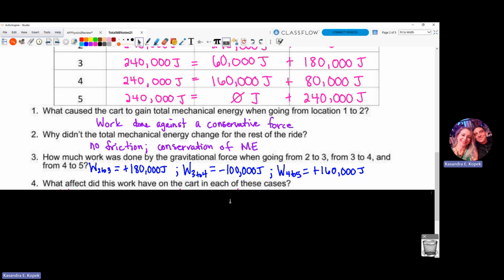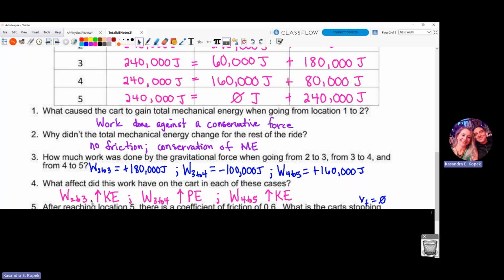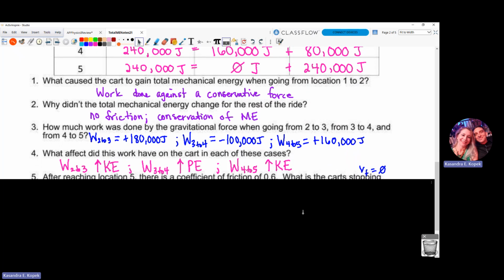What effect did this work have on the cart in each of these cases? If you said that it's increasing kinetic energy from 2 to 3, yes, absolutely. You could say that it's also decreasing potential. From 3 to 4, the work done is increasing the potential. And then the work done from 4 to 5 is increasing the kinetic. What I actually care about, what you should be looking at, is what's increasing in these situations. What is the work affecting positively?